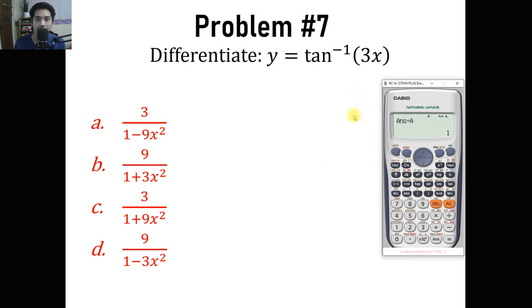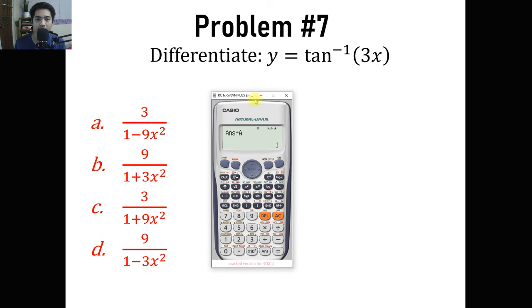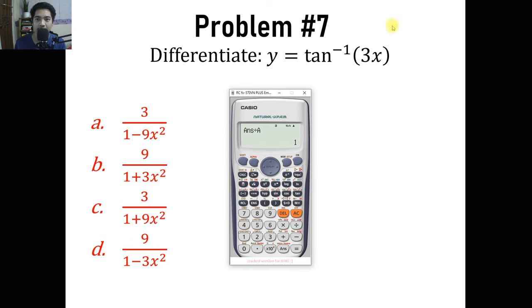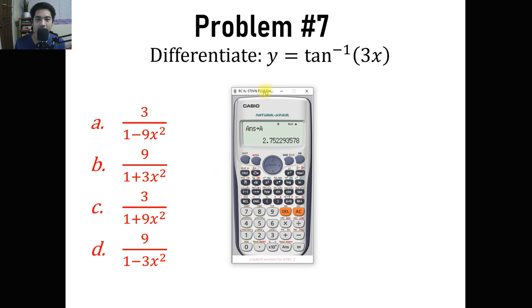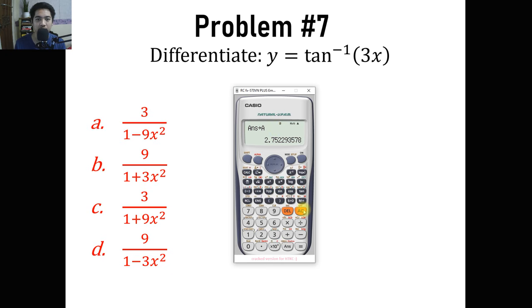How about problem number 7? This also works with an inverse transcendental function such as arctan. So, in order for us to enter arctan, we have to shift, then press the tan here. Then, of course, we have 3 alpha x. Don't forget to enclose it with a parenthesis. And then, with respect to x equals 0.1, store the value, 2.7522 something. Go on with the choices.